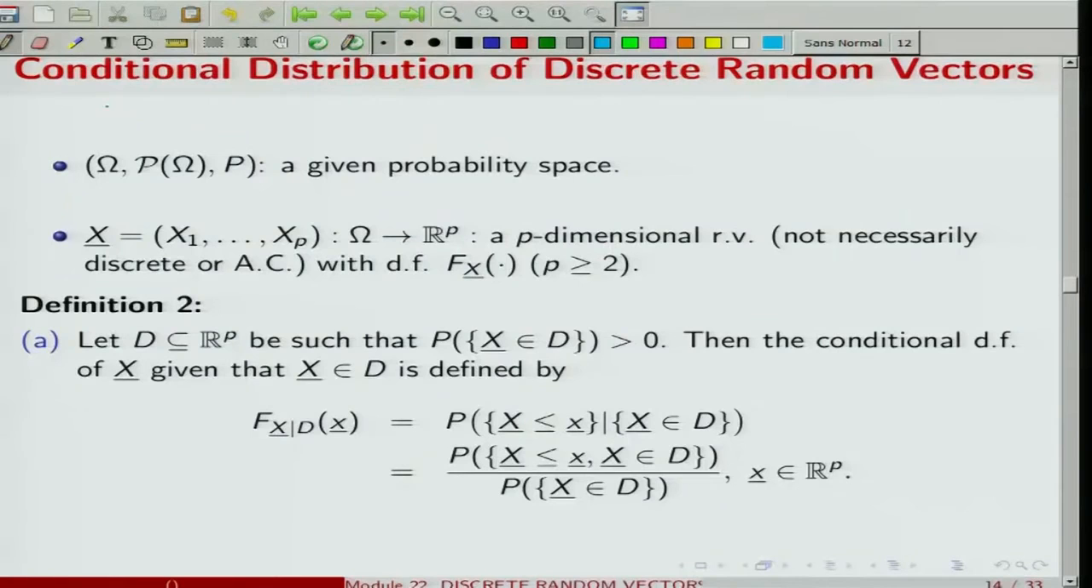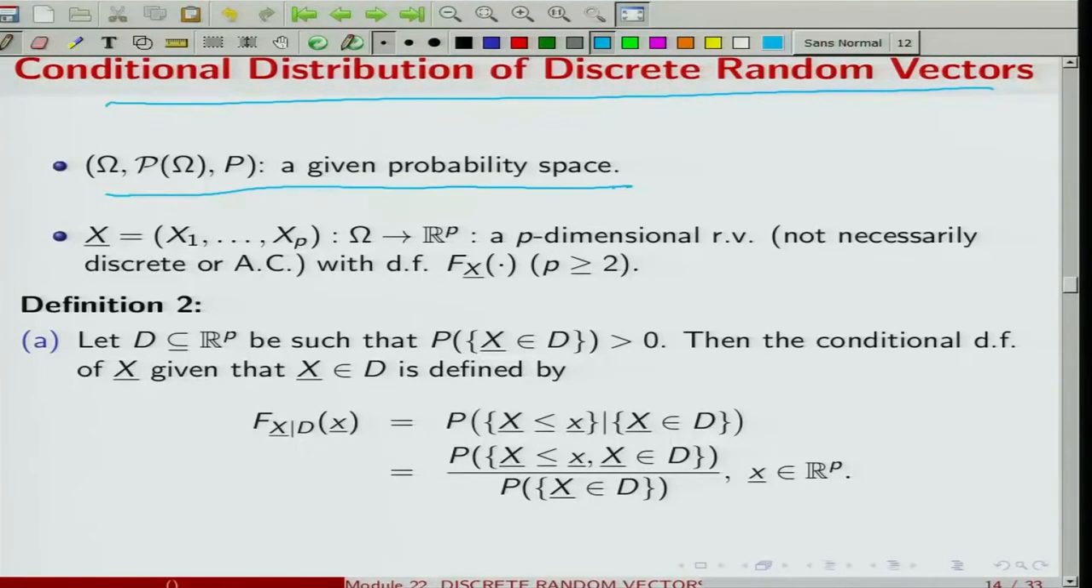So, let us now discuss the concept of conditional distribution of discrete random vectors. Suppose (Omega, F, P) is a given probability space, and suppose X = (X1, X2, ..., Xp) is a p-dimensional random variable. For the time being I am not assuming that it is discrete. It can be discrete or absolutely continuous, and suppose it has distribution function F_X.